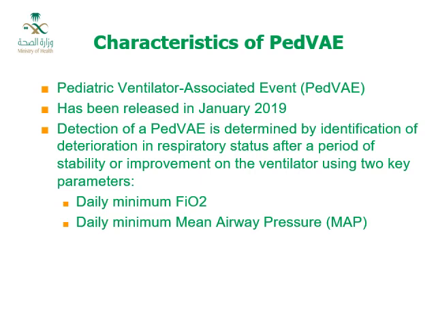We will use these two parameters, which are the daily minimum FiO2, fraction of inspired oxygen, and here we have a new parameter for pediatric VAE, which is called mean airway pressure. So we need to monitor these two parameters, and this is different from the adult VAE, where we use the daily minimum PEEP instead of the mean airway pressure.